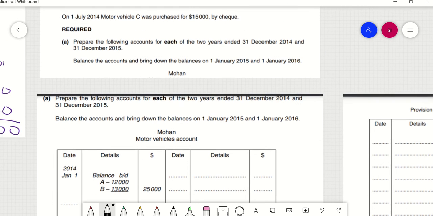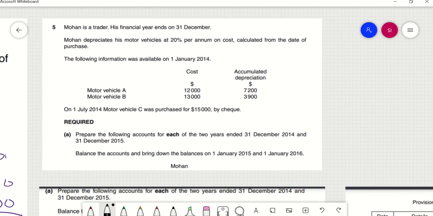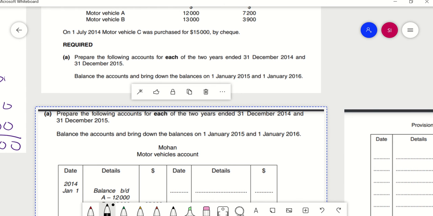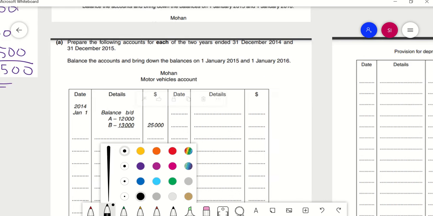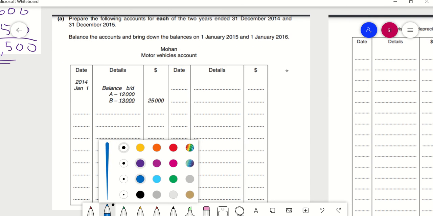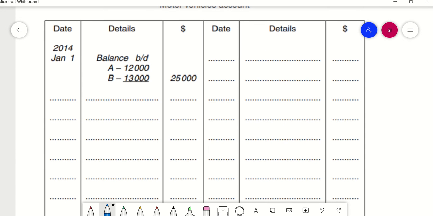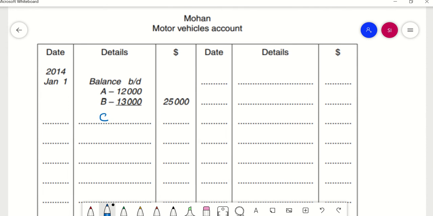Okay, children, this was the past paper question that we were discussing. The opening balance is already given here, and we are supposed to enter the details of the third motor vehicle that we purchased. The third motor vehicle was purchased on 1st of July 2014, which is worth around 15,000.